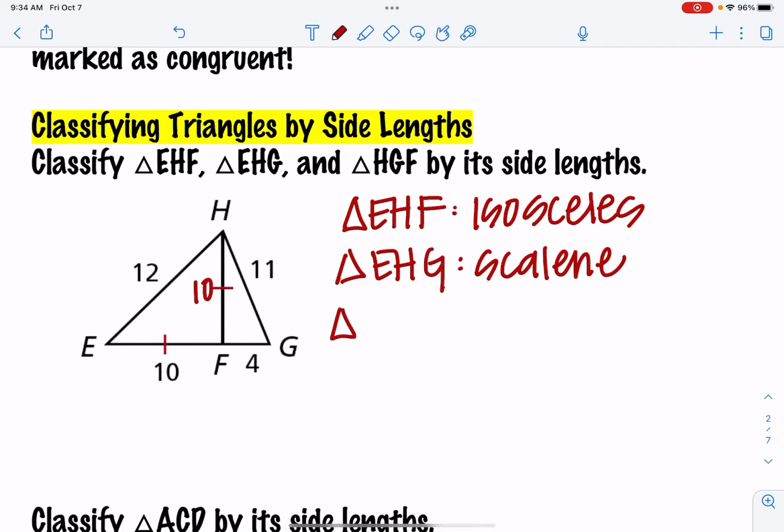And then lastly, you have HGF. HGF is this triangle on the right-hand side. Again, look at the side lengths. You have 10, 11, 4. None are the same, so it is another scalene triangle.